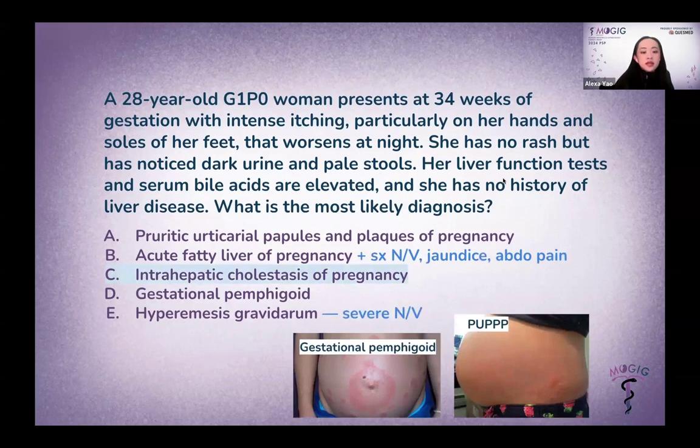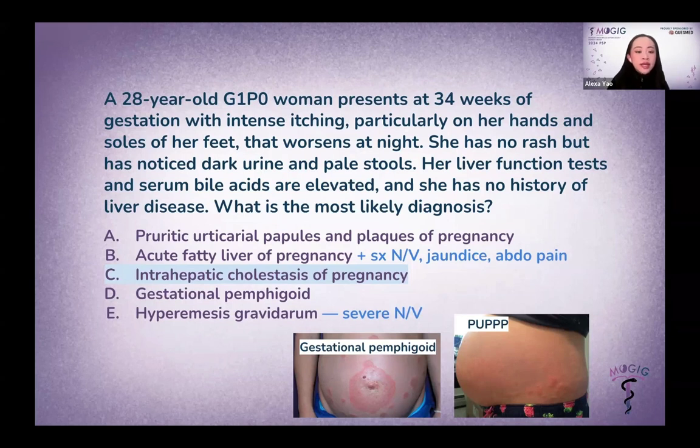The answer is C, intrahepatic cholestasis of pregnancy, or ICP. So ICP is characterized by pruritus without a rash, as we can see in this clinical vignette, particularly on the hands and soles of the feet. It's also associated with dark urine, pale stools, and elevated LFTs and serum bile acids, which fits this patient's presentation. None of the other options really align with this clinical vignette.